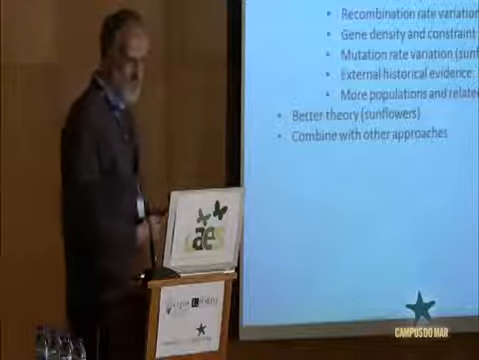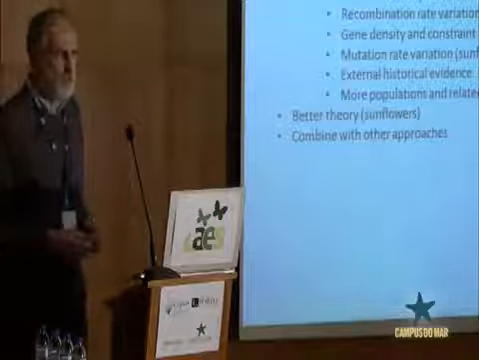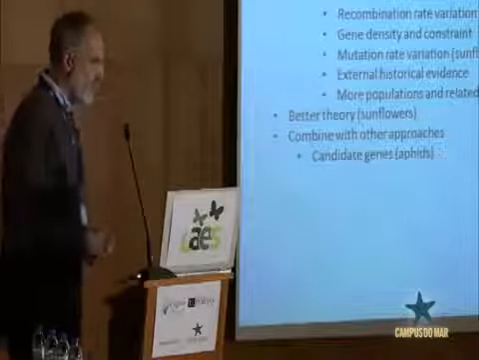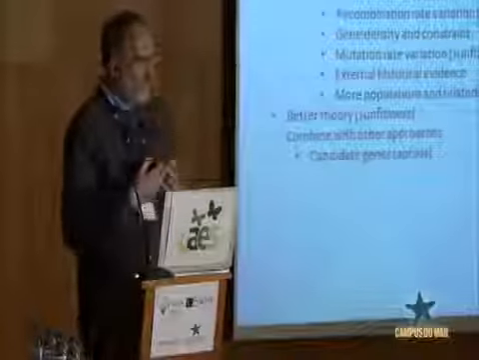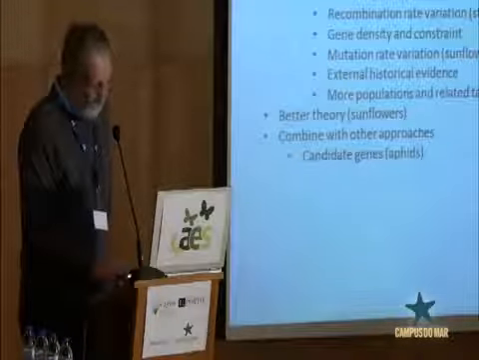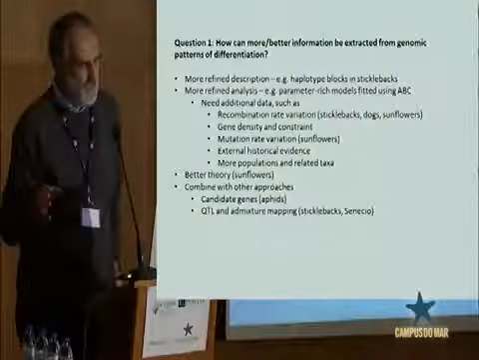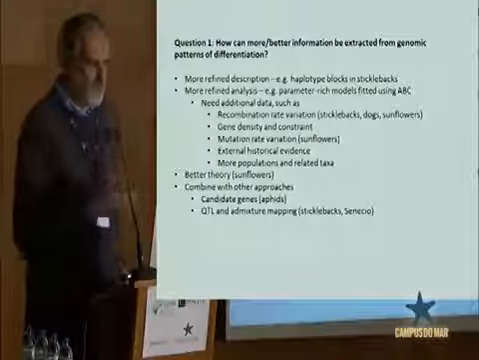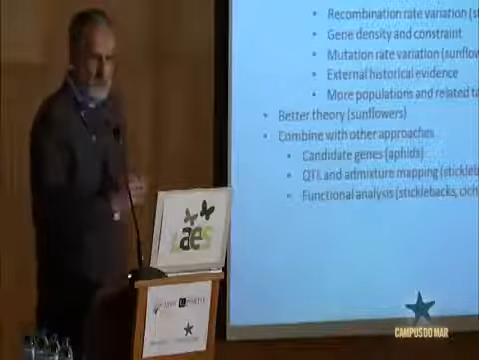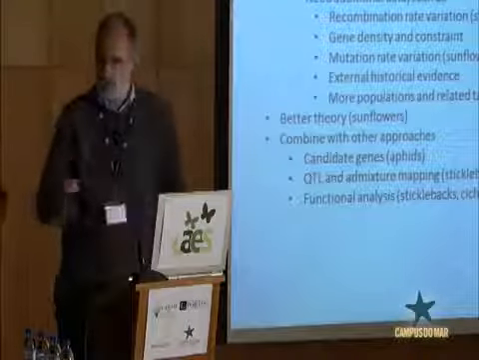Perhaps most powerfully, we can rely not entirely on these patterns of differentiation, but combine them with other sources of information. And again, we've seen good examples of that sort of thing. We can combine scan approaches with knowledge about candidate gene groups, and I'll say a bit about that in aphids, but we've already seen a bit from Pierre. We can combine QTL mapping, or admixture mapping, with our genome scans, as we've seen in sticklebacks and in Senecio, for example. We can combine with functional analysis, as we've seen in sticklebacks and in cichlids. Sticklebacks I've had to put in rather a lot of places, I'm afraid.